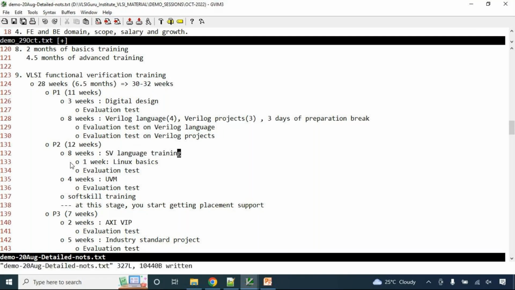Followed by that 8 weeks of training, what do we have? An evaluation test. Then we have 4 weeks of UVM training. Again, you have an evaluation test. By this stage, we do some soft skill training. At this stage, what have you done? Digital design, Verilog, Verilog projects, SystemVerilog, and UVM. What is the total duration? 23 weeks. That's roughly 5 months.